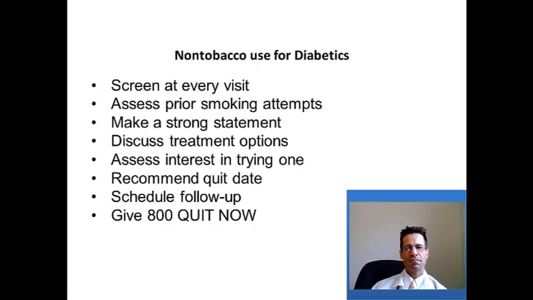So we'll talk about the different options, and then I'll recommend that they set a quit date. I'll schedule a follow-up with them either by phone or in person about a week after their quit date, and I'll say that that's to see how you're doing. If you weren't able to quit, we'll work on another plan. If you were, I'll congratulate you and see if you need any other advice. And then I'll give them the 1-800-QUIT-NOW number, which provides counseling 24 hours a day for people who are trying to quit.